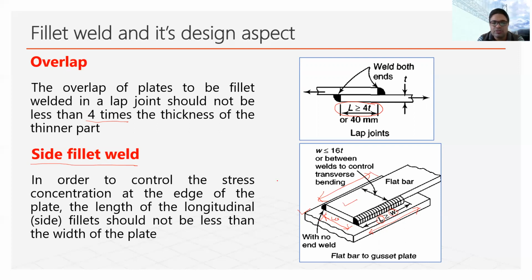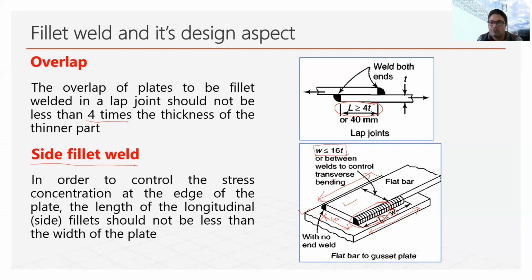Why? Because there may be a concentration of stress along these lengths. If we provide a length less than the width of the plate, then there may be stress concentration along the length of these welds. To avoid that, we generally do this. Similarly, the value of W should be less than or equal to 16 times T, where T is the thickness of the thinner plate, or the distance between welds, to control transverse bending.